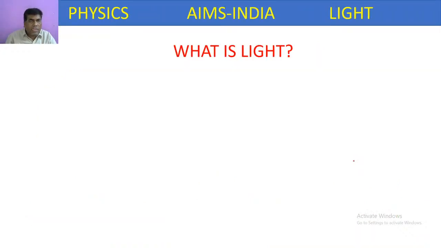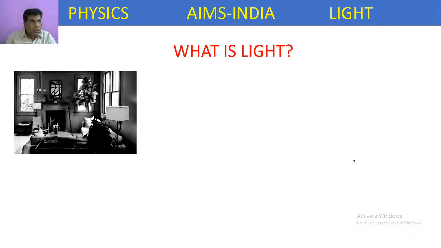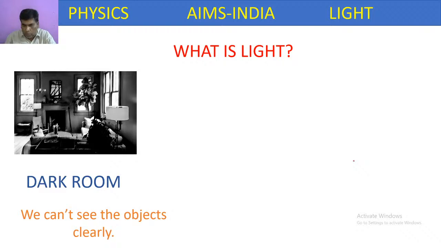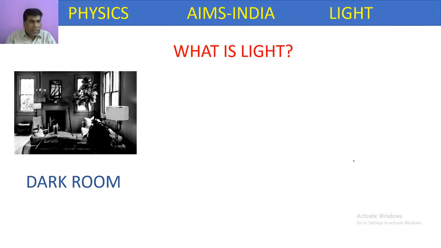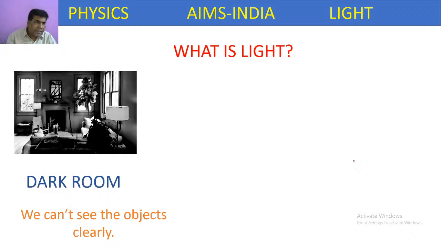So actually, what is light? Suppose we entered into a dark room filled with so many objects. Now the question is, can we observe or guess the objects which are in the dark room? Without light, it is highly impossible. We cannot see the objects clearly, we cannot guess or name the objects, since the room is dark.